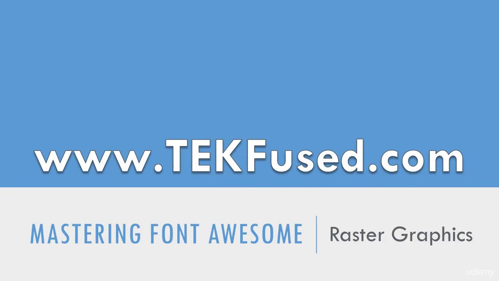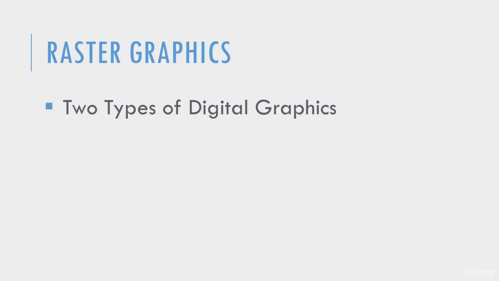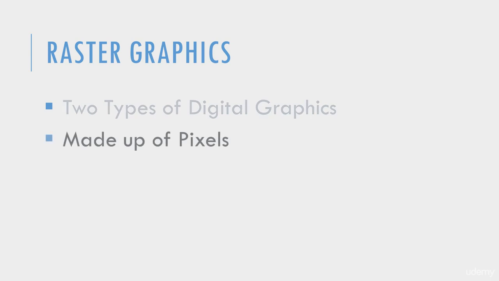Hey everyone, let's talk about raster graphics. This may be a new term to some of you. There are actually two types of digital graphic files, and the one we'll talk about in this lecture is raster. Raster graphics consist of pixels.